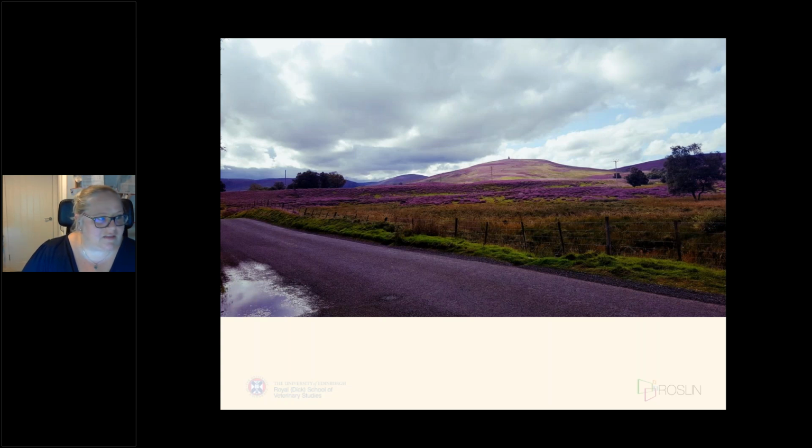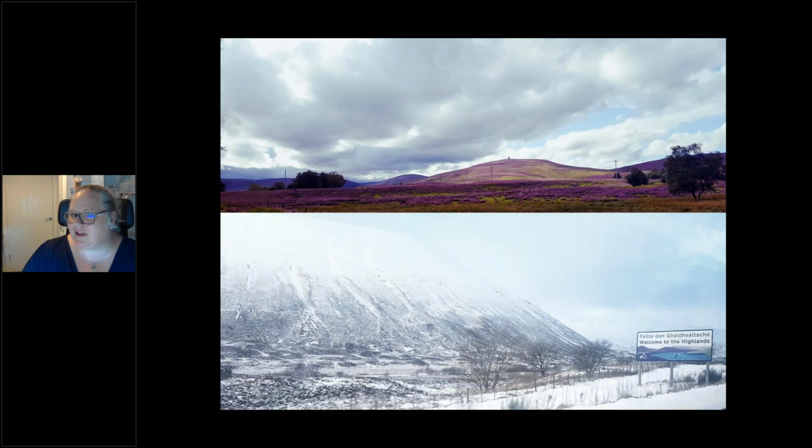I just thought I'd start with a little picture of what Scotland, where I am currently, looks like. So this is just the heather as it is in full bloom, to maybe start with something quite visibly nice. And this is what it's going to look like soon. So that gives you a little bit of an idea of where I currently am.